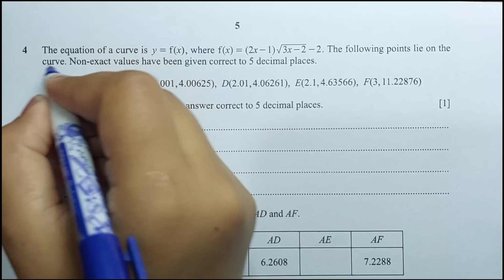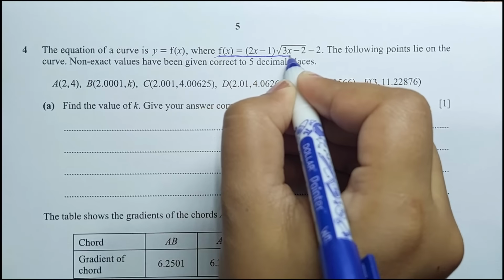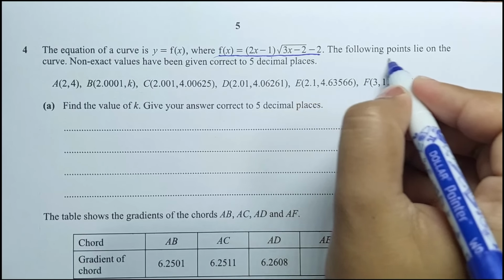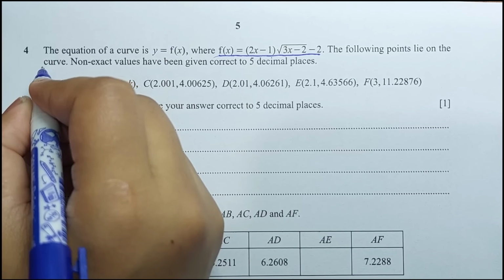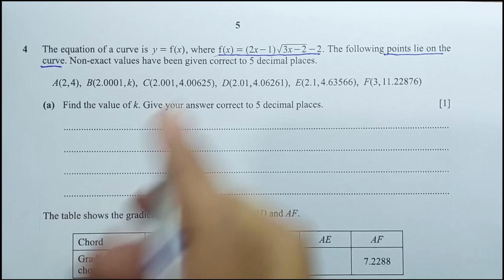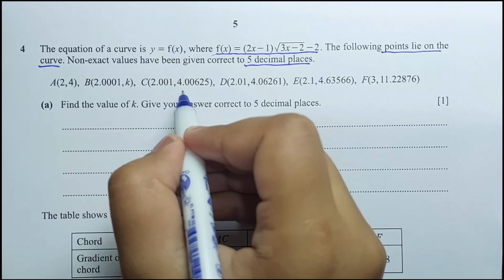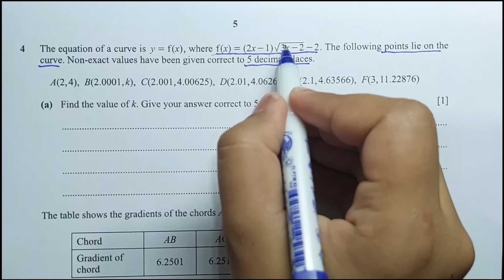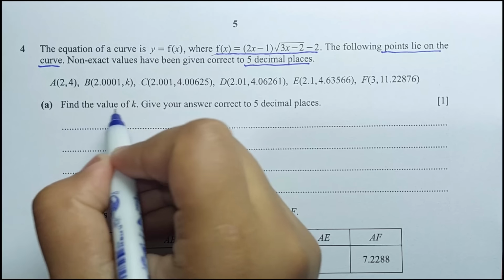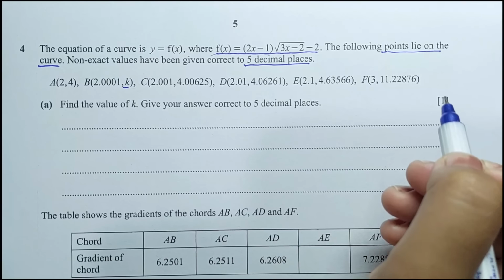Question number 4. The equation of a curve is y equals f of x, where f of x equals this. This is the equation of the curve. The following points lie on the curve. Non-exact values have been given correct to 5 decimal places. A, B, C, D, E, F lie on the curve. Part A: find the value of k. Give your answer correct to 5 decimal places.